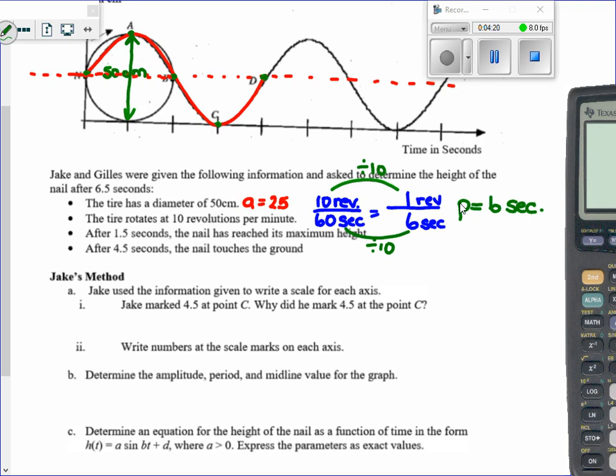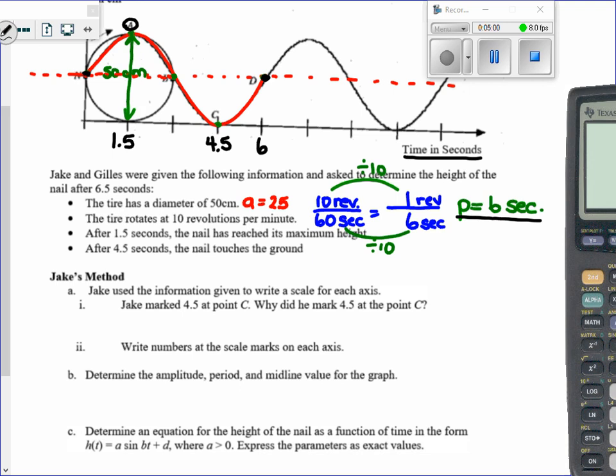After 1.5 seconds, the nail has reached its maximum height. That's what we see here in A. So we can mark this on our scale. That would be 1.5 seconds because it tells us our x-axis here is the time in seconds. Okay? And it says after 4.5 seconds, the nail touches the ground. So this must be 4.5 seconds right there. Okay? Well, we've just determined that the complete period of this function is 6 seconds. So to go from start point to its maximum, down to its minimum, and back to its start point again, that is 6 seconds. So we can mark that on our scale as well.